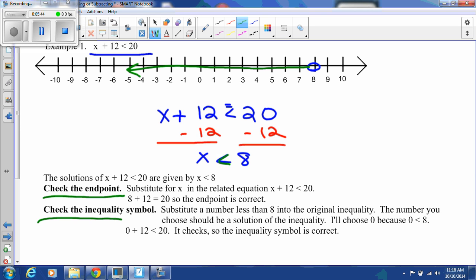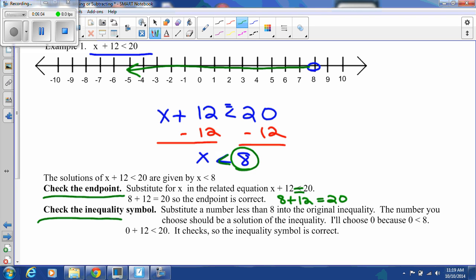First, check the endpoint. To check the endpoint, think of this as x plus 12 equals 20. Put your boundary point in. My boundary point is 8. 8 plus 12 does equal 20. So my boundary point is correct. My endpoint is correct. And then I have to check the inequality symbol.